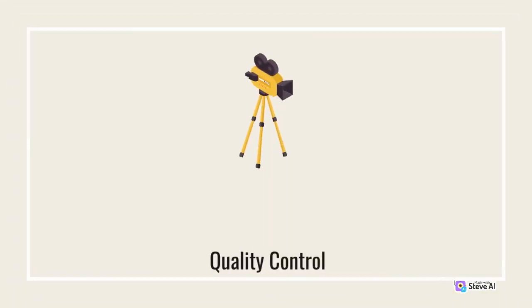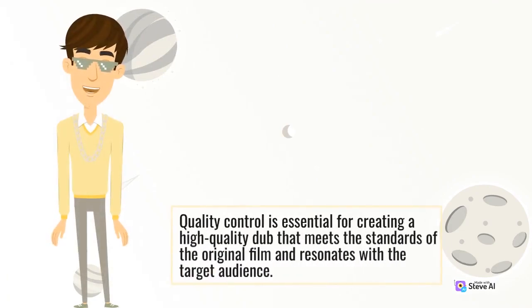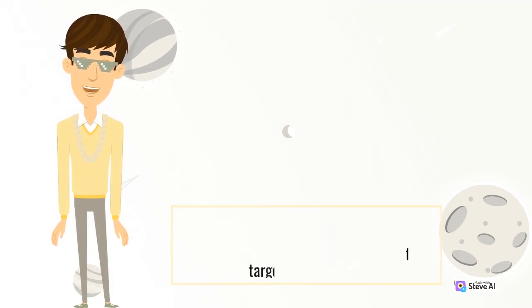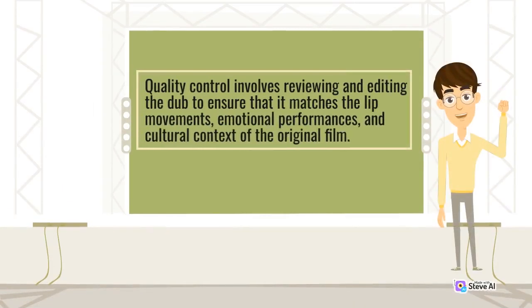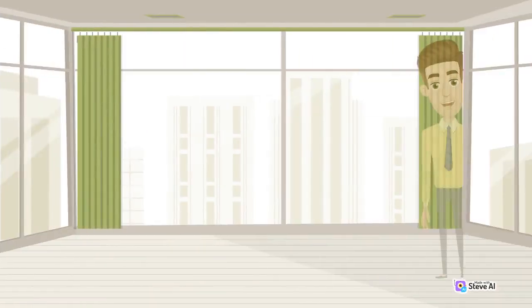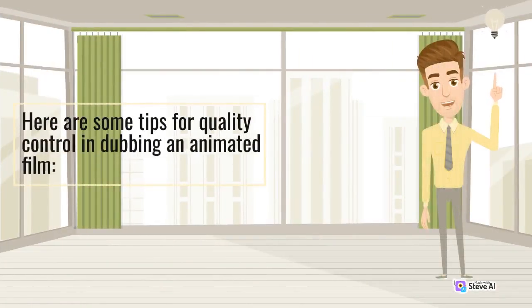Quality control. Quality control is essential for creating a high-quality dub that meets the standards of the original film and resonates with the target audience. Quality control involves reviewing and editing the dub to ensure that it matches the lip movements, emotional performances, and cultural context of the original film. Here are some tips for quality control in dubbing an animated film.